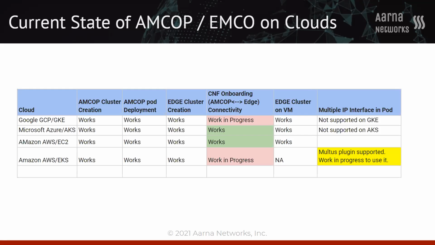On Amazon AWS, the good thing is that the plugin is officially supported, and we are working on it right now. Since this is an open source project and anybody can pick up and help us, I would request you all, if you are keen on collaborating, it would be good if we can deploy it on Amazon AWS on a native cluster, which is the EKS cluster. Currently, I have been able to deploy it by allocating VMs, connecting them together, and then deploying the CNFs using the AMCOP tool.